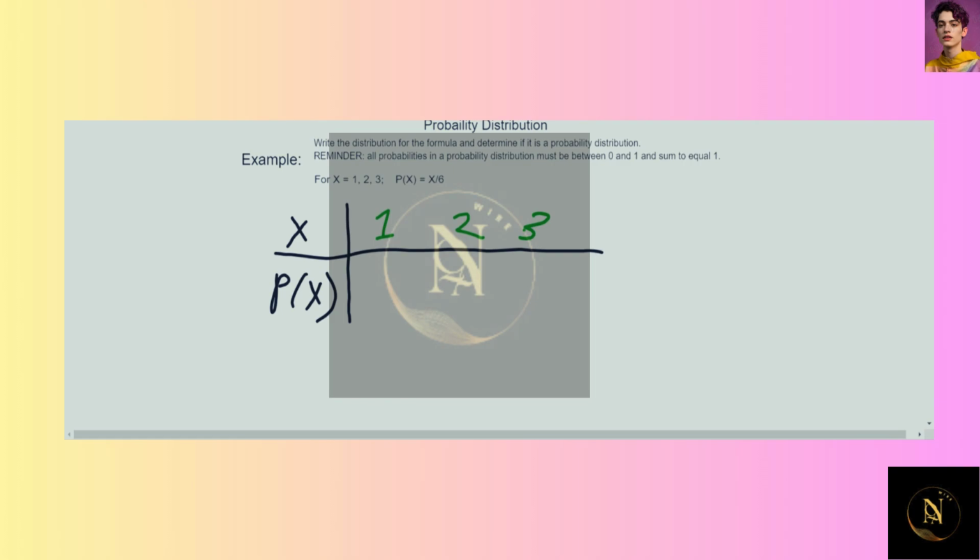So our first probability, with it being probability of x equals x over 6, for value x equals 1, we'll have 1 over 6, x equals 2, 2 over 6, or 1 over 3. That one can be simplified. And then for 3, once again, 3 over 6, and that also can be simplified into 1/2. So now we have already written out our probabilities. We've written out our distribution.